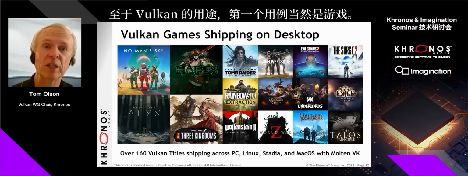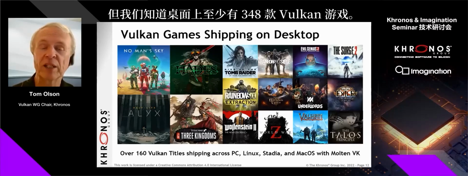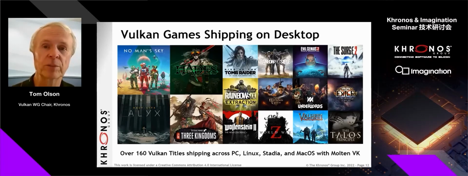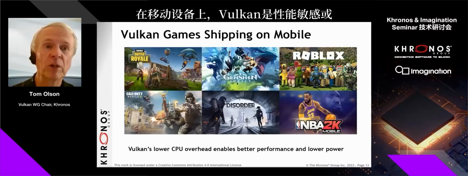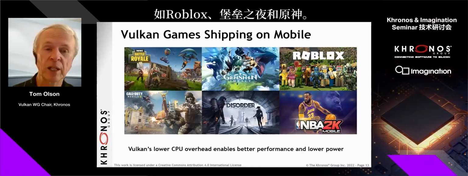As to what Vulkan is being used for, the number one use case, of course, is games. Counting them is a bit tricky, but we know of at least 348 Vulkan games on desktop. The fact that Vulkan is the preferred API on Stadia has, of course, driven a lot of use. On mobile, Vulkan is the API of choice for games which are performance sensitive or are targeting higher-end devices. This includes very high-profile and commercially successful games like Roblox, Fortnite, and Genshin Impact.